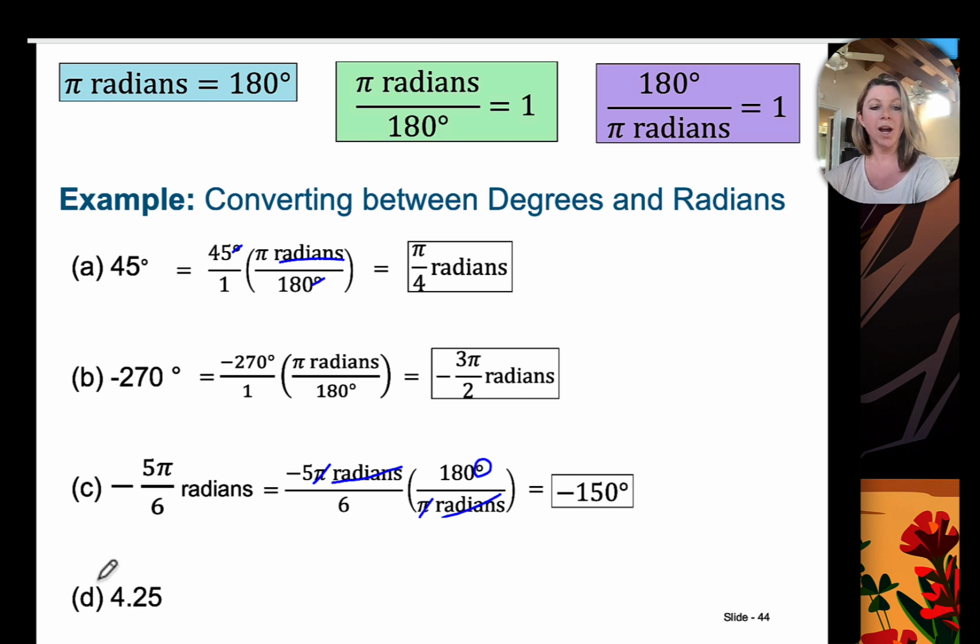Okay, I want you to try part D, but before you do, I need to ask you a question. What units is part D currently in? If you said radians, you got it right. It doesn't specify what unit it is, so we have an agreement that it is radians. Okay, so take this 4.25 radians and convert it to degrees, please.